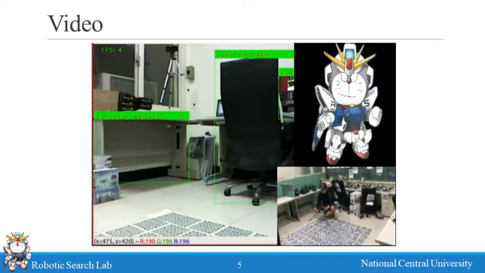Here is the experiment video. The green rectangles and decimal numbers represent the detection area and the corresponding probability respectively. We use the detection result to update by Bayes filter.